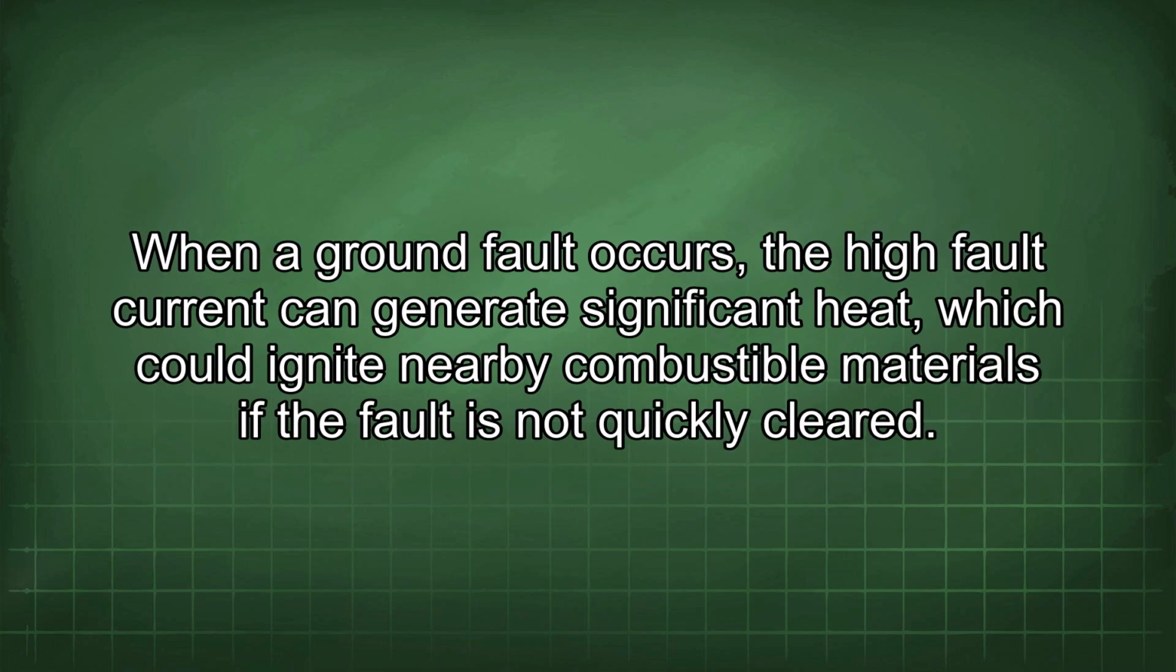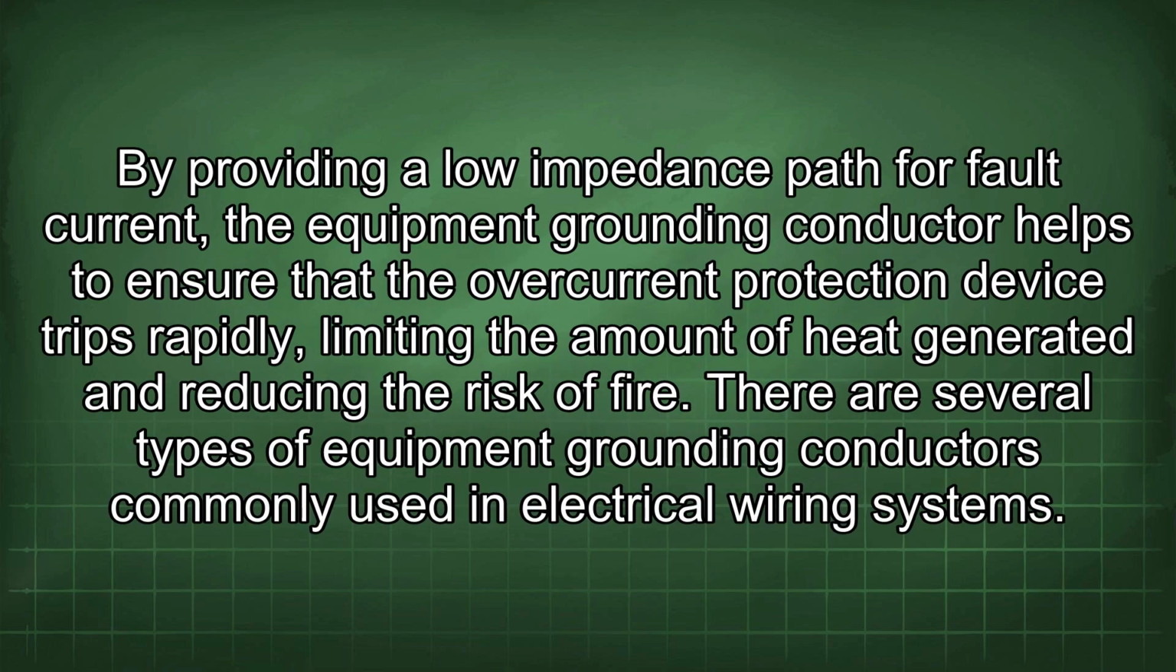When a ground fault occurs, the high fault current can generate significant heat, which could ignite nearby combustible materials if the fault is not quickly cleared. By providing a low impedance path for fault current, the equipment grounding conductor helps to ensure that the overcurrent protection device trips rapidly, limiting the amount of heat generated and reducing the risk of fire. There are several types of equipment grounding conductors commonly used in electrical wiring systems.